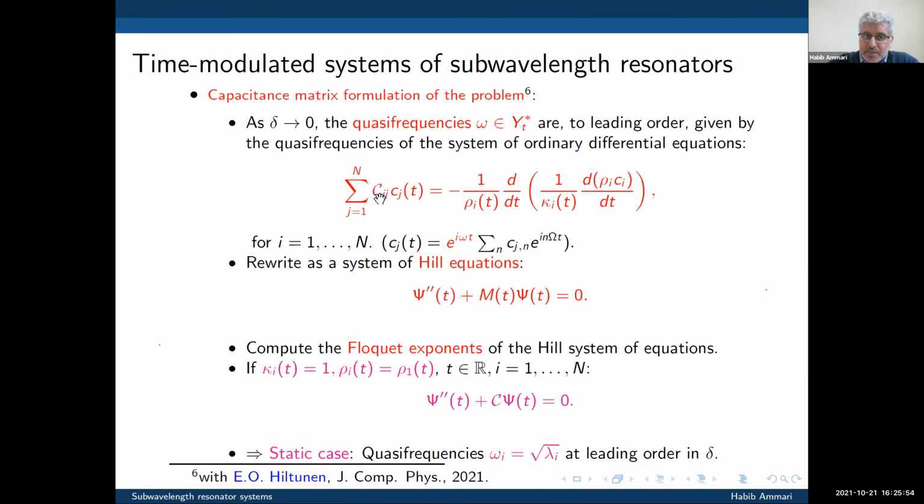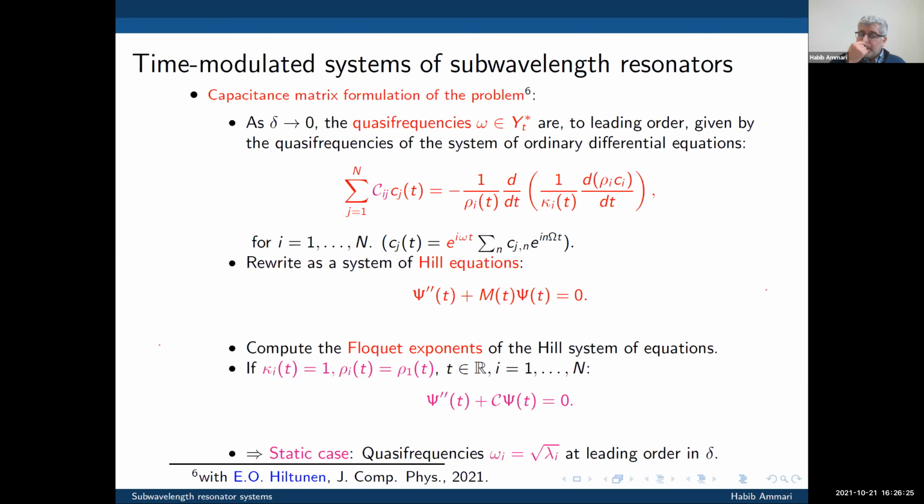So you can see here that we have our capacitance matrix, which was of key use, if you like, in the unmodulated case. So we have a system of n equations, ODEs. We solve these systems, and for each solution, we compute its Floquet exponent. Computing the Floquet exponents of the solutions of this Hill system of equations gives us these quasi-frequencies, this subwavelength quasi-frequency.